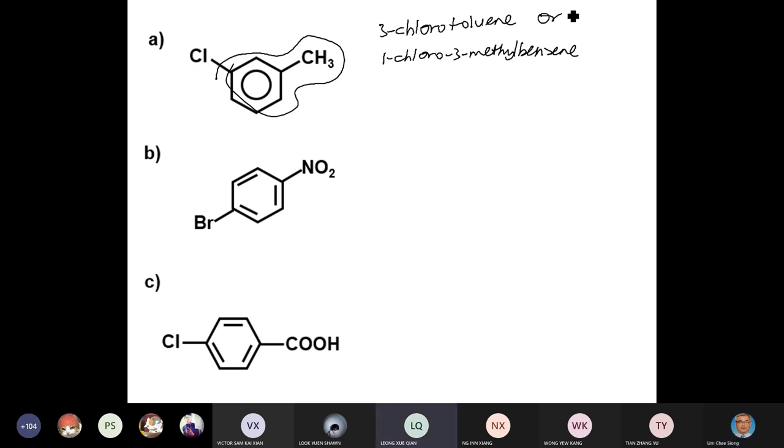Sir, for the second name, do I need to write the M before it or not? What M? Meta? Oh, you want to use the common name meta. Can also, no problem, but I prefer that you use the very simple way. Ortho, meta, para are used for direction with two substituents, so you make yourself confused and spend more time answering. Take Mr. Lim's advice: giving the number is easier. Unless you really know, then you can put the name. For example, this is toluene, the functional group, and this is under M. So you put m-chlorotoluene.